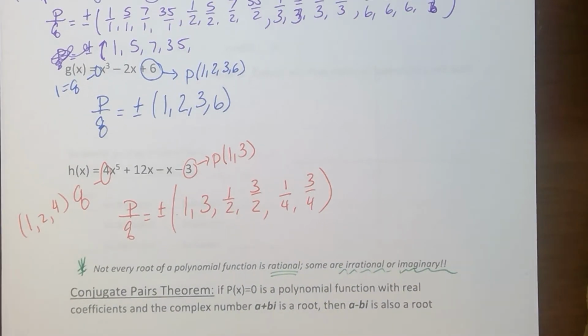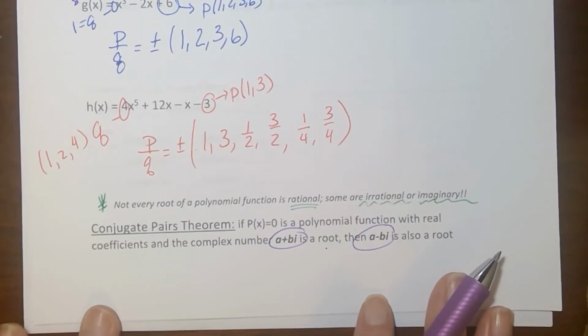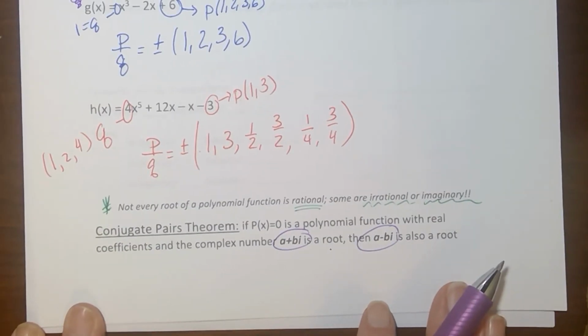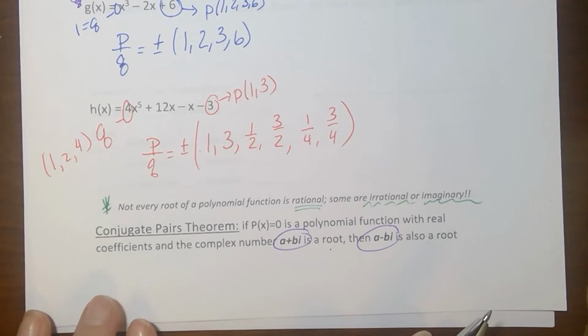All right, next theorem, the conjugate pairs theorem. If p of x equals 0 is a polynomial function with real coefficients and the complex number a plus bi is a root, then a minus bi is also a root. What this tells us is that complex roots come in pairs, conjugate pairs. One is positive, one is negative.